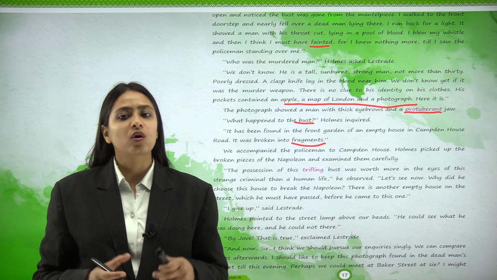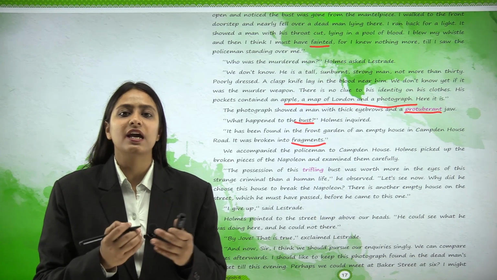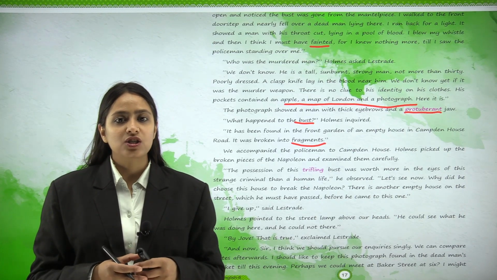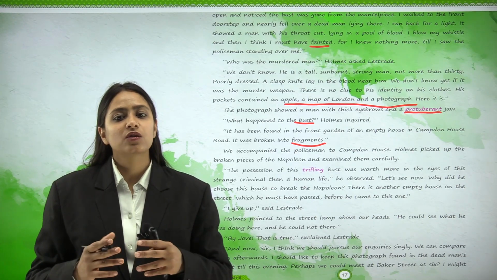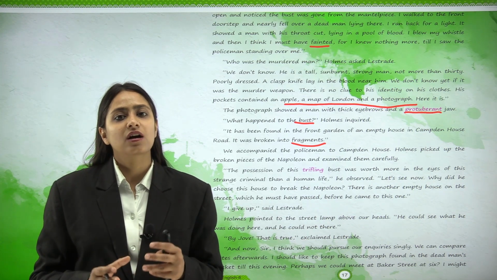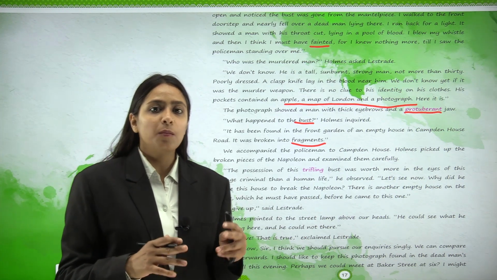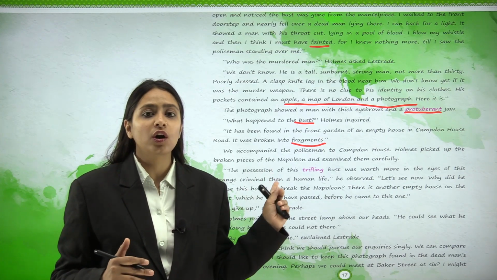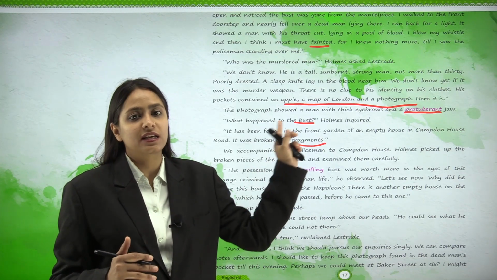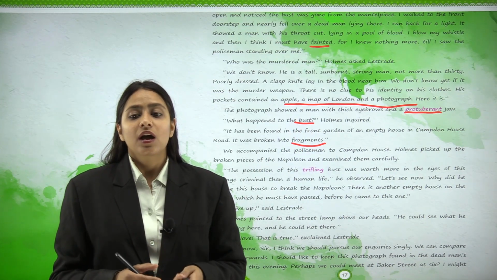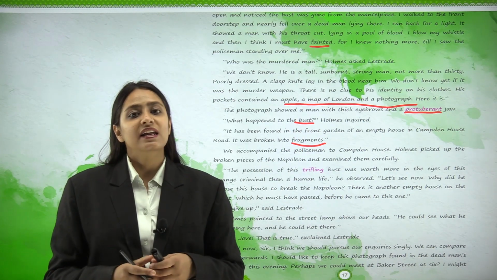We accompanied the policeman to Camden House. Holmes picked up the broken pieces of Napoleon and started examining them carefully. "The possession of this trifling bust was worth more in the eyes of this strange criminal than a human life." So now Holmes is saying that the bust mattered more to this murderer, who has killed a man, than the life of that man, right? So he observed.